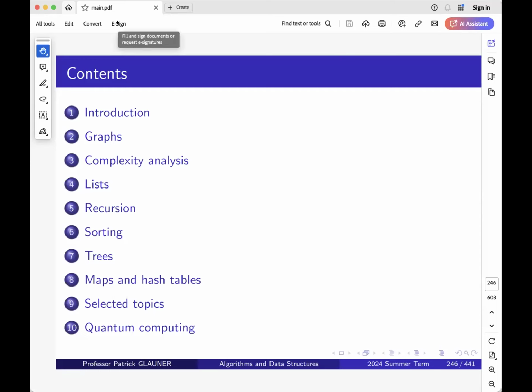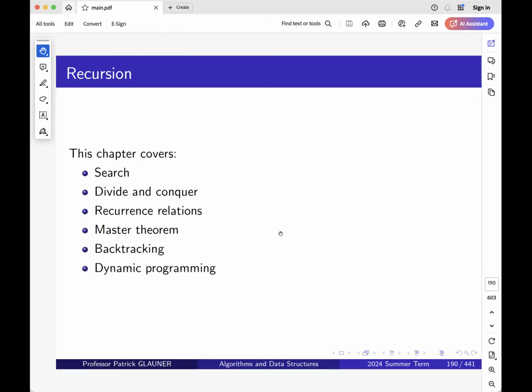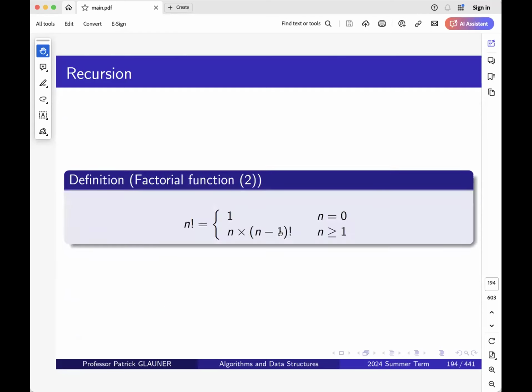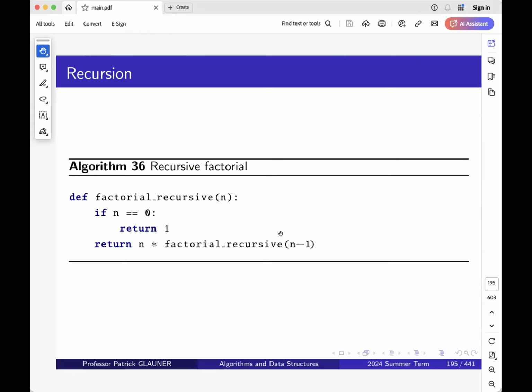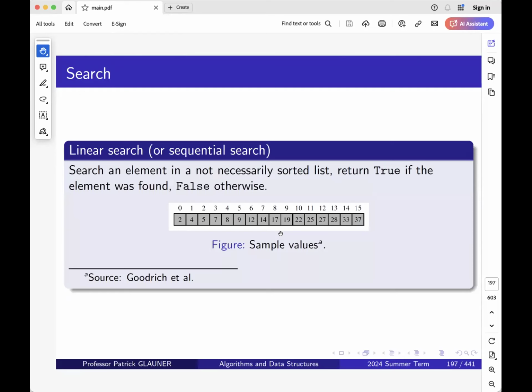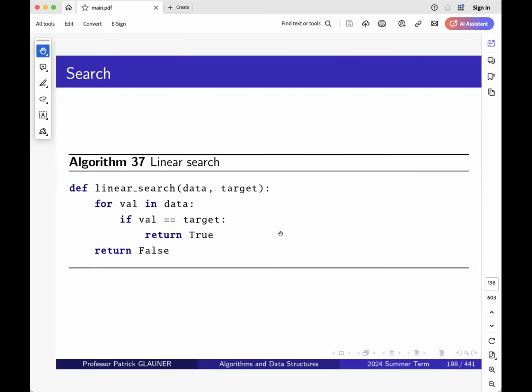In the last lecture, we finished lists with our comparison of array-based structures and linked structures. And then we started looking into recursion. So we saw that recursion allows us to do repetition. It's a different approach than loops, for example. We looked at how a recursion is executed, and we looked at a couple of algorithms.